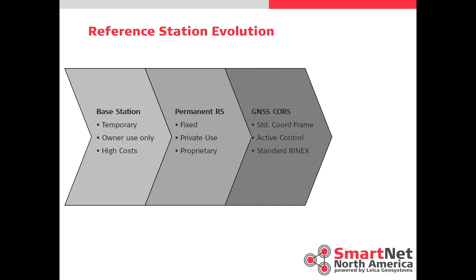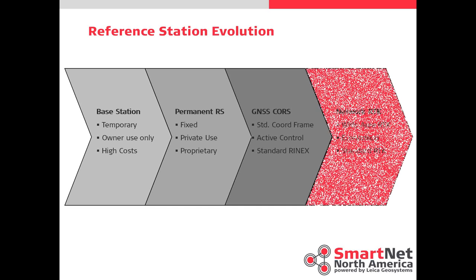Along about the same time, you also saw the growth in the CORS network, the continuously operating reference station network by NGS. Of course, we had both the national frame and then the cooperative frame at that point. These were great because they were a standard coordinate frame, active control that'll let us constrain our adjustments and constrain our control networks to an active control system as opposed to passive monumentation that can get disturbed or destroyed. And of course, the industry standard RINEX occupation files were available so that you could process against them and not have to reoccupy passive control monumentation.